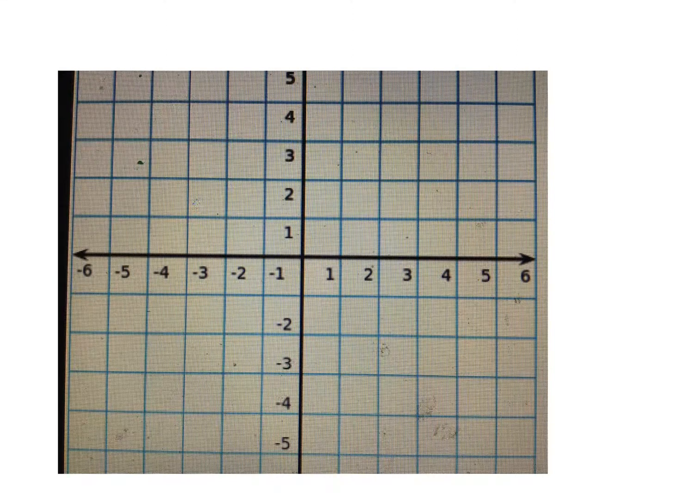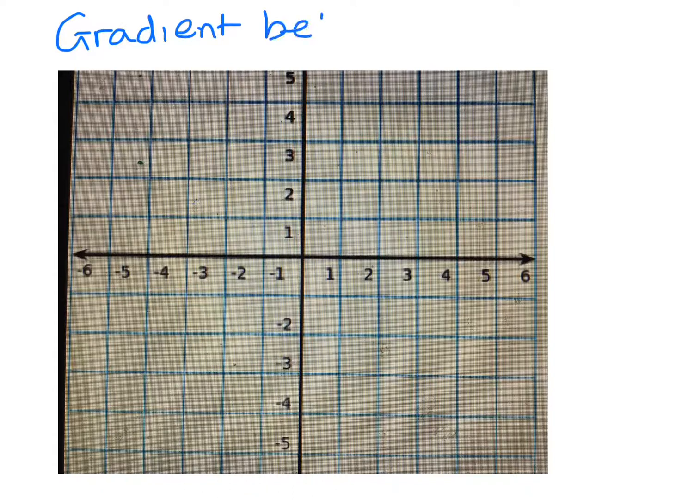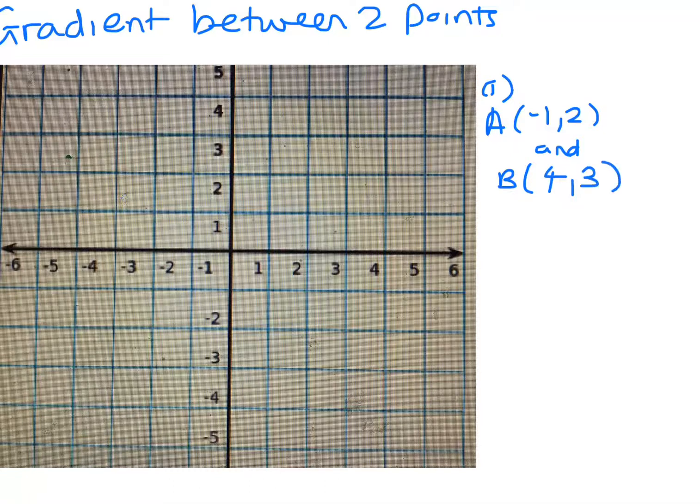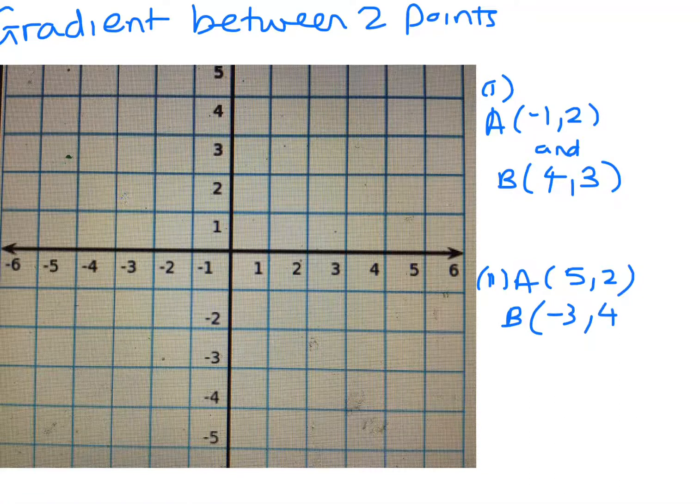Okay, so just going to take one more look at finding the gradient between 2 points. So I'll just give you 2 examples here. We'll find the gradient between A, which is (-1, 2), and B, which is (4, 3). And then we're going to do it for A, which is (5, 2), and B, which is, let's go, (-3, 4).